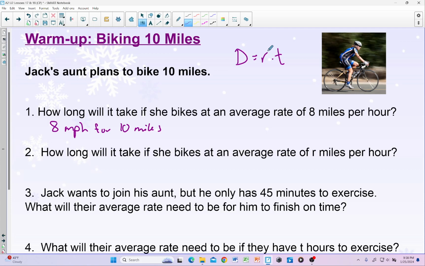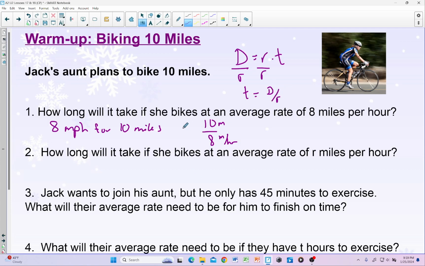So wouldn't we just then say that we would take the 10 and divide by 8, so 10 miles divided by 8 miles per hour. So we can think about this because of the question of how long, right? So we want to solve for t. How long will it take? So if I want to solve for t, then what I would do is I would divide both sides by r, and I would end up with the equation t equals d divided by r.